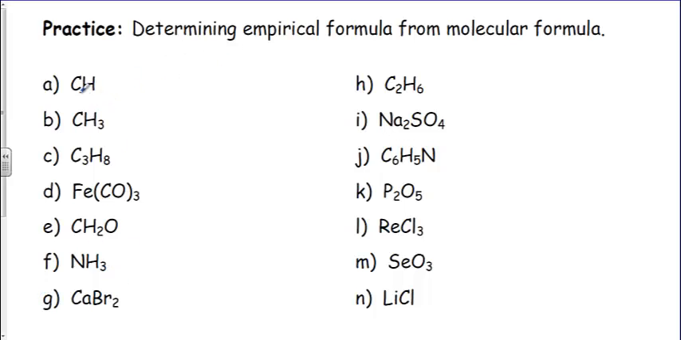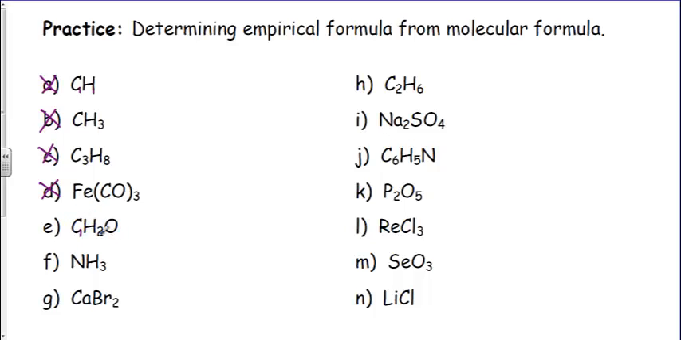We have CH. Basically, the subscripts are a 1 and a 1. We can't do anything here, so there's nothing to do. That is the empirical formula. Next, CH3. Again, simplest formula, nothing to do. C3H8. Can't divide that out, so that is already an empirical formula. Iron carbonate, FeCO3, so we have 1 iron and 3 O's. 1 and 3, this is in its simplest form, so we're not going to do that.